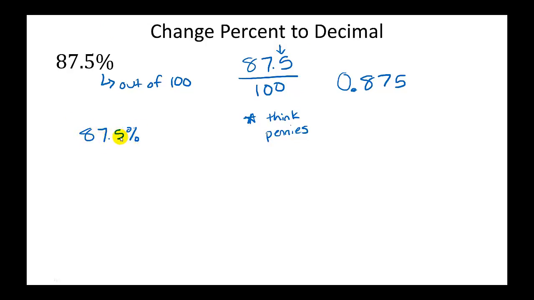So 87.5%, we're going to be working with percent, meaning out of 100. So to get rid of the percent, we move the decimal 2 to the left. It becomes 0.875. We see it matches.